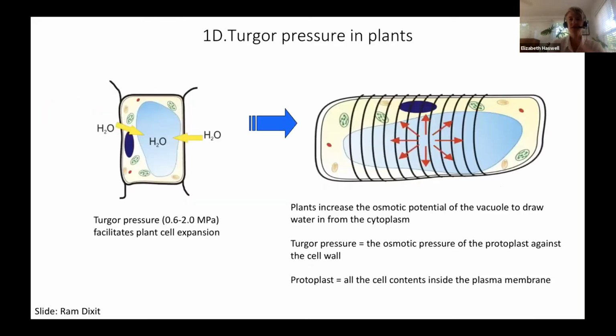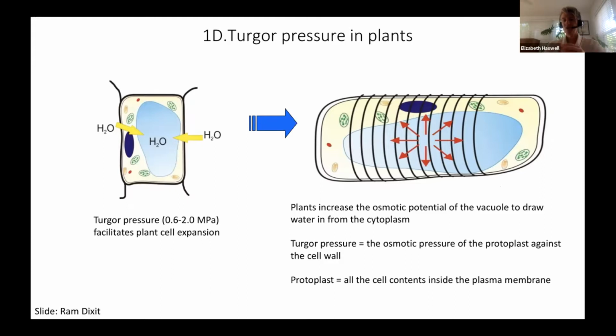Oh, and then this is just a little bit of explanation about turgor pressure and how that works. This facilitates plant cell expansion. You'll hear more about this. When a plant cell needs to grow, it softens the cell wall, and that allows the cell to expand. That expansion can be driven or facilitated by turgor pressure.